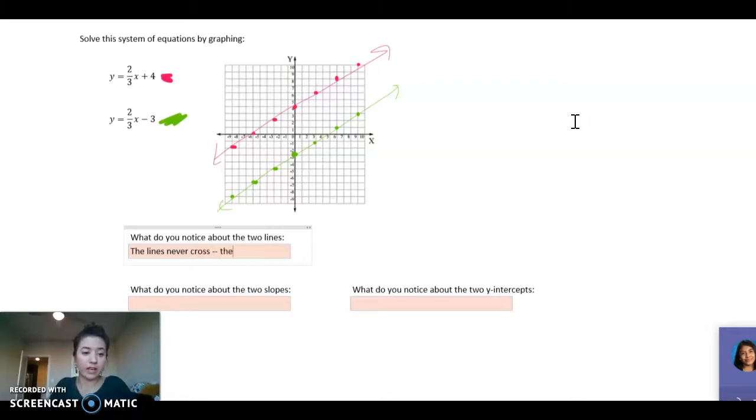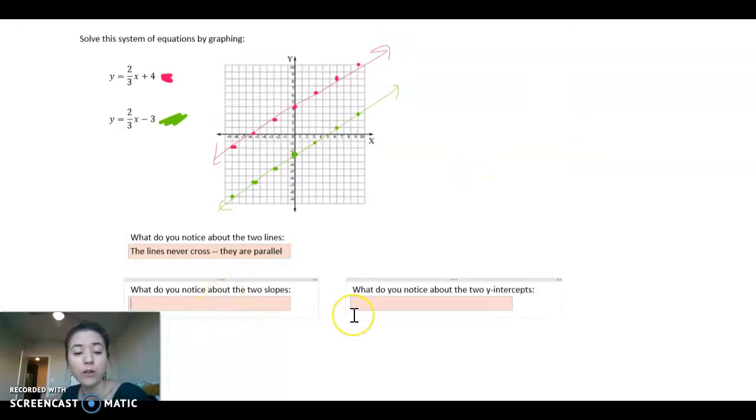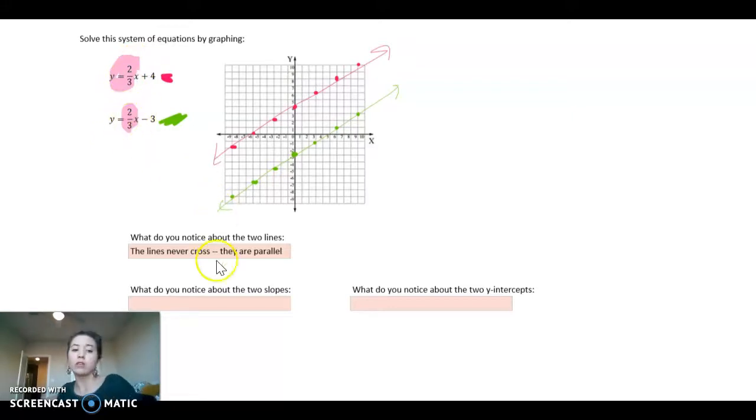In other words, you can say they are parallel. Parallel meaning they run side by side and they're going to go that way forever. What do you notice about the two slopes of this line? They're the same. We have 2/3 and 2/3. So the slopes are the same. How about the y-intercepts? They're different.